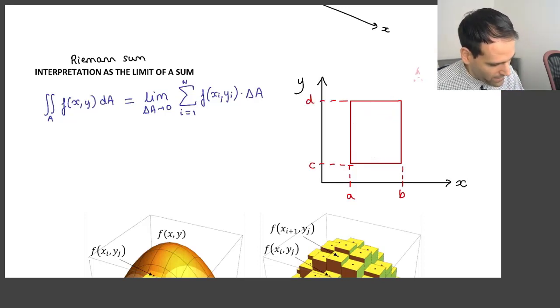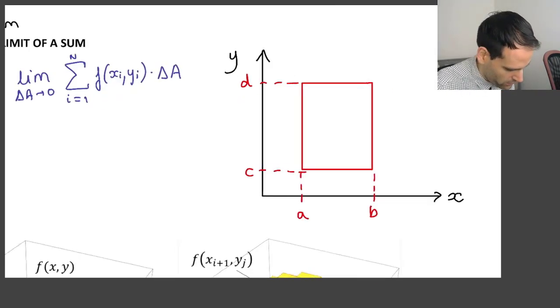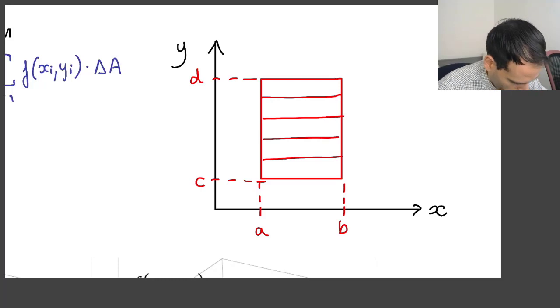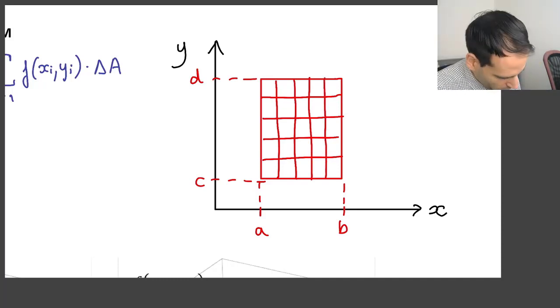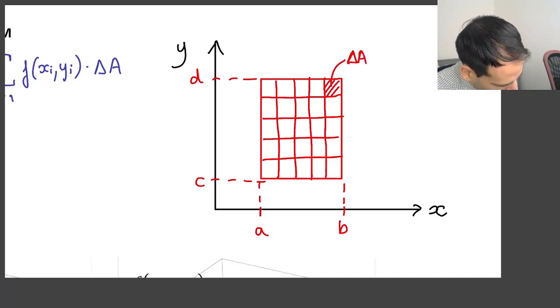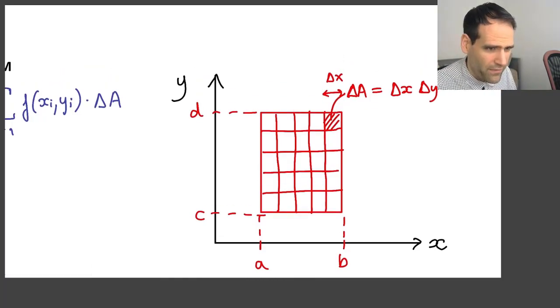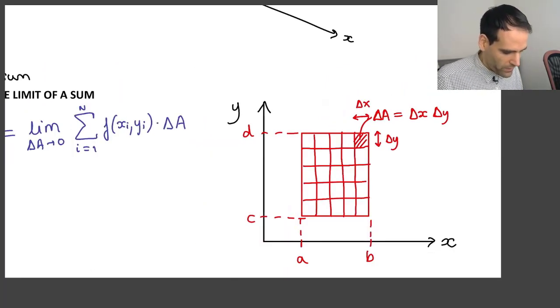And this means that we can find an easy way of dividing this rectangle into small rectangles, right? And that's just doing like this. Let's assume I did them of equal size. So now each of these is an area delta A, which will be equal to delta x times delta y, where delta x is the step in the x direction and delta y is the step in the y direction. And now we can number these rectangles.